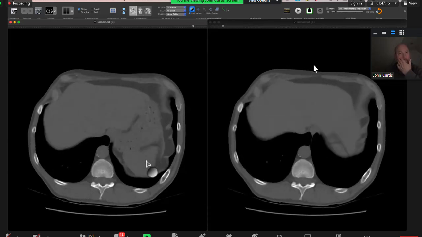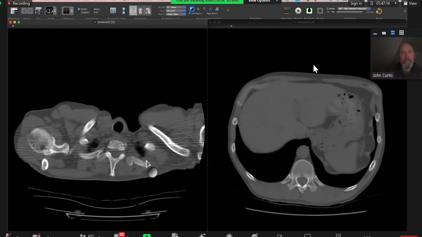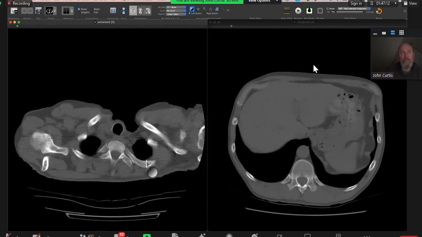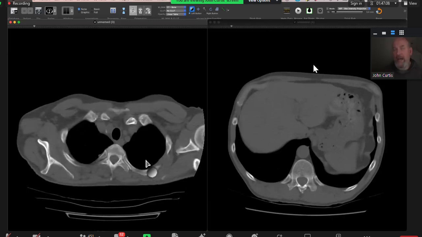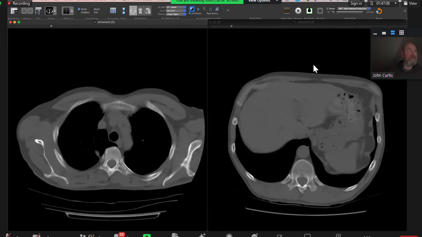Just give me a second. So he has had a thyroidectomy. Parathyroidectomy. Excellent. Okay, that's fine. Let me show you another one.